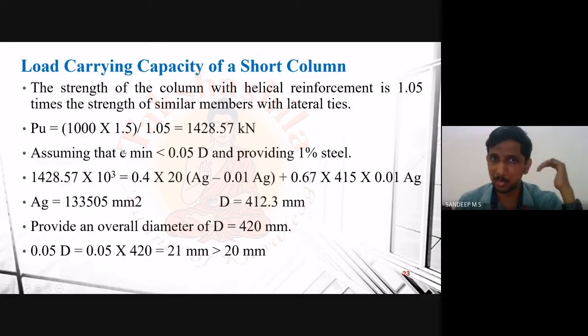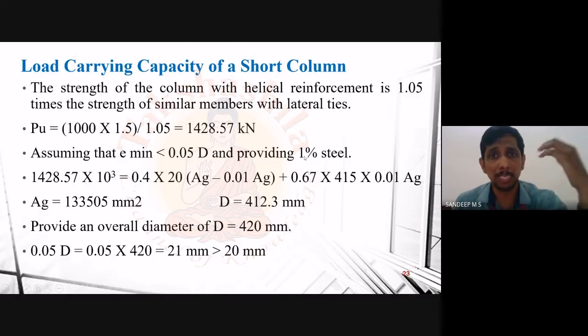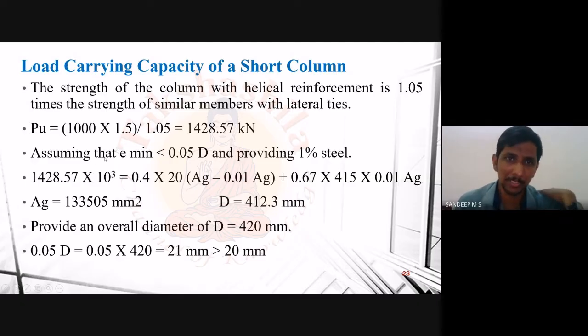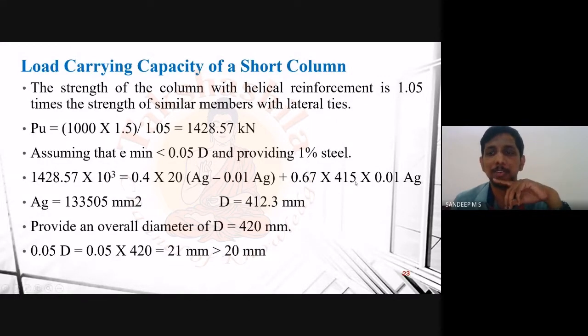The minimum eccentricity is 20 millimeter, and 0.05 times D is assumed to be larger than the 20 millimeters. Then we are assuming that we will be providing 1% steel, 1% of the cross section as steel, in this case also. Those things remain the same as what we have seen in the previous problem. So now you substitute this Pu value here and convert that into newtons. That is equal to 0.4 times fck, that is 20, into Ag minus 0.01 Ag, because we have assumed 1% steel here, plus 0.67 into fy into the area of steel, that is 0.01 times A gross.